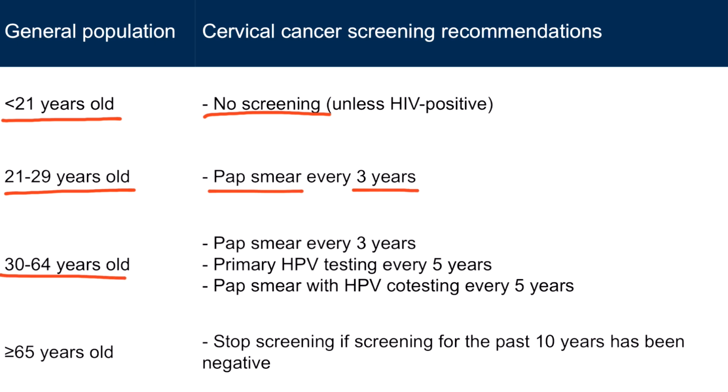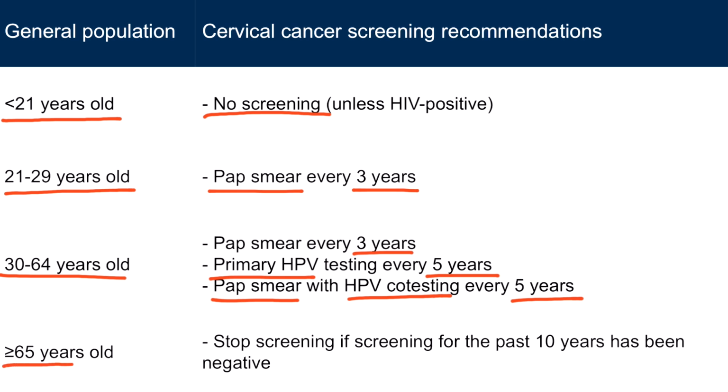Once patients reach the age of 30, clinicians may offer several equally viable options. Those include a pap smear every 3 years, primary HPV testing every 5 years, or a pap smear with HPV co-testing every 5 years. Again, any one of these 3 options would be appropriate for this patient group.